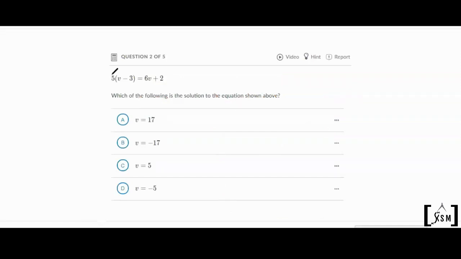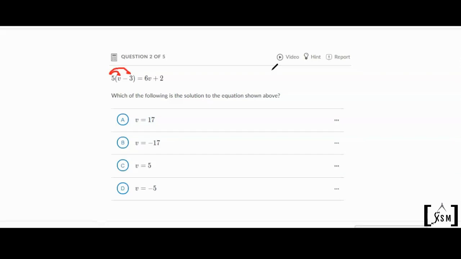Let's solve question number 2. Question number 2 says, this equation is given. Which of the following is the solution of the equation above? So we have to just find the solution. Solving the left side, 5 will multiply with them and break the bracket. So we get 5v minus 5 times 3, which is 15.